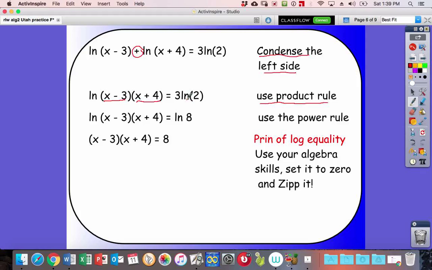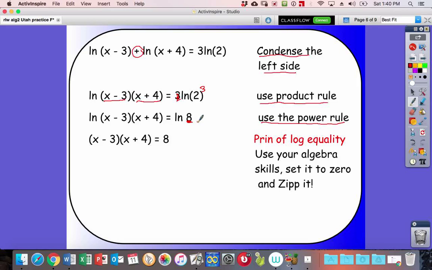So if I have this 3 times the natural log of 2, I'm going to use the power rule, and I know that 2 to the what power, I'm going to use 2 cubed, right? I can say that's 2 cubed. If I move that 3, get rid of the 3 and go back to 2 cubed, which is 8. That's how they did that. They took the 3, put it up here using the power rule, and they have the natural log of 8.